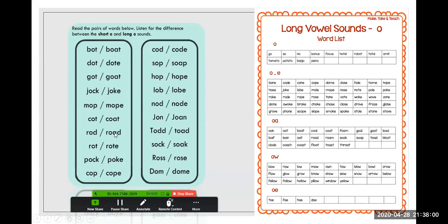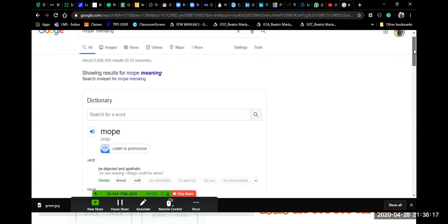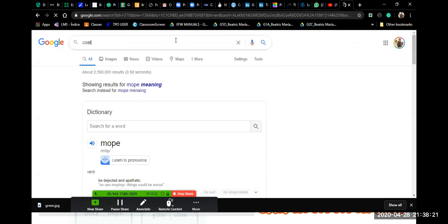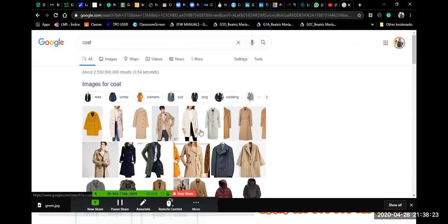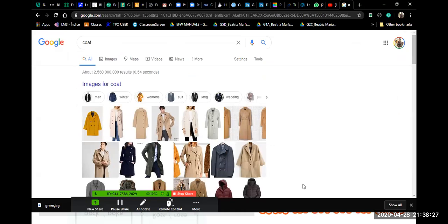Coat. Okay, coat, it's when it's raining. You use a coat to protect yourself from the rain or from snow, for example. To protect yourself from cold. It's like a jacket, but I'll show you a picture. It's like an abrigo. Yes. This one. So coat. So those are coats.